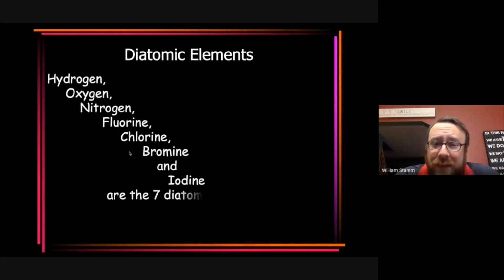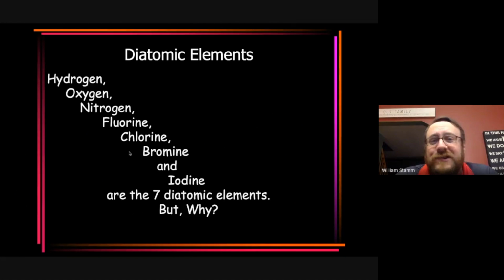So they're all nonmetals, and there's only 7 of them. There's hydrogen, oxygen, nitrogen, fluorine, chlorine, bromine, and iodine. So we have 3 very common elements: hydrogen, oxygen, and nitrogen. And then we have the first 4 halogens on the 17th column: fluorine, chlorine, bromine, iodine. Those are 7 diatomic elements.